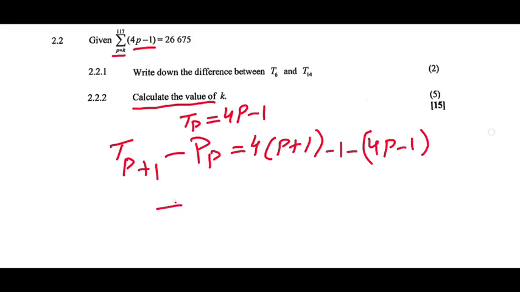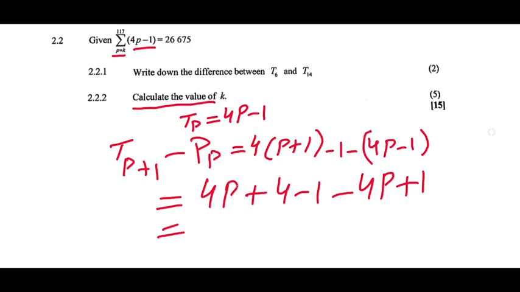(4p minus 1). Now I'm going to solve: 4p plus 4 minus 1. This negative goes inside: 4p, negative becomes positive 1. Now negative and positive cancel, and this is also negative and positive cancel. We got 4. So the common difference is 4, so d is 4. Since the difference between any two consecutive terms is a constant value of 4, the series is an arithmetic series with common difference 4.